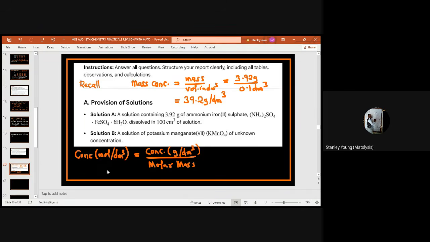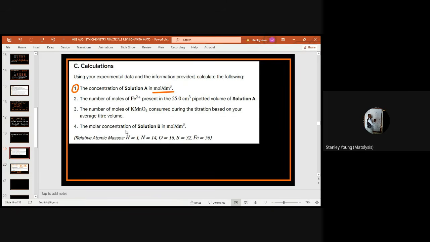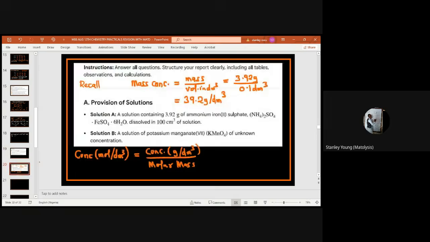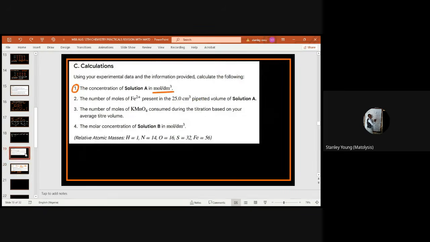Molar mass of what? Of this salt. What's the salt labeled A? The salt labeled A is this guy. It looks gigantic, so you just have to go through the stress of looking for the molar mass. You have the information supplied, so let's quickly get the molar mass from here.